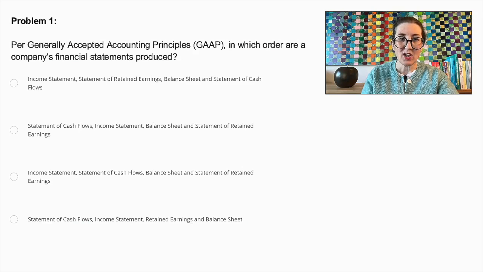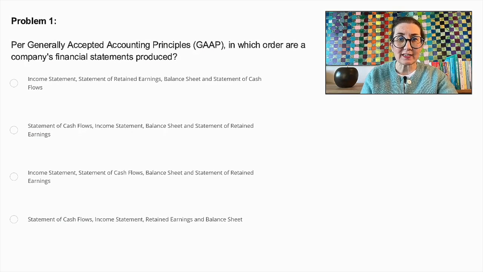Problem number 1. Per generally accepted accounting principles, in which order are a company's financial statements produced? Income statement, statement of retained earnings, balance sheet, and statement of cash flows. Or statement of cash flows, income statement, balance sheet, and statement of retained earnings. Or income statement, statement of cash flows, balance sheet, and statement of retained earnings. Or statement of cash flows, income statement, retained earnings, and balance sheet.